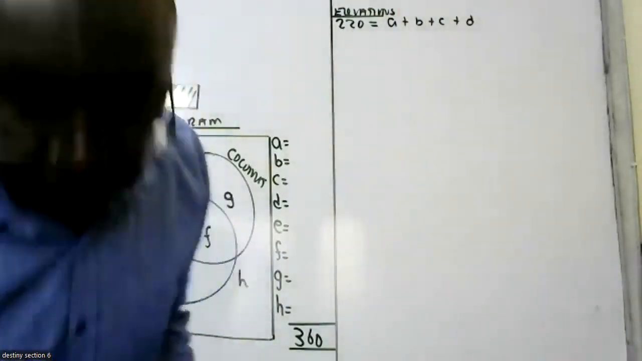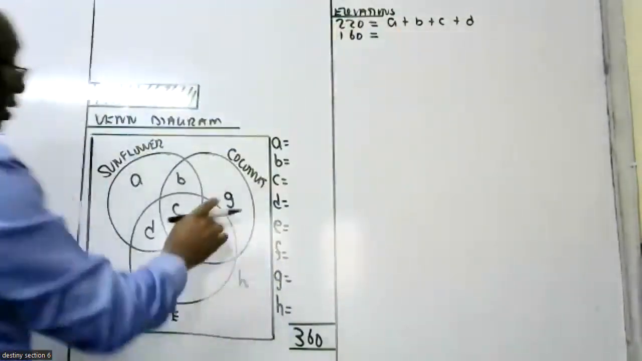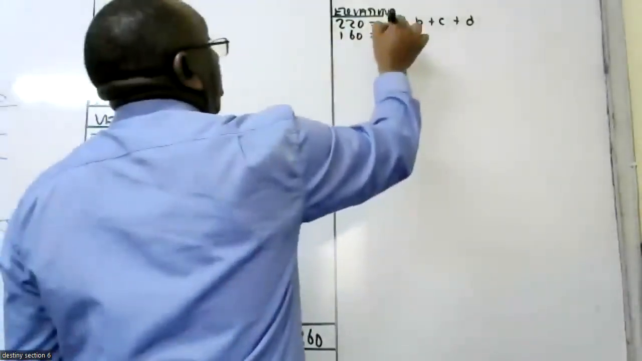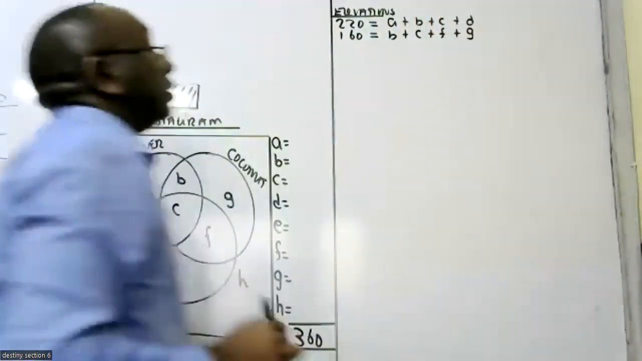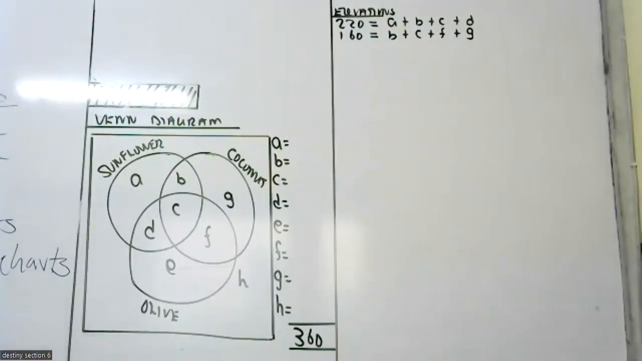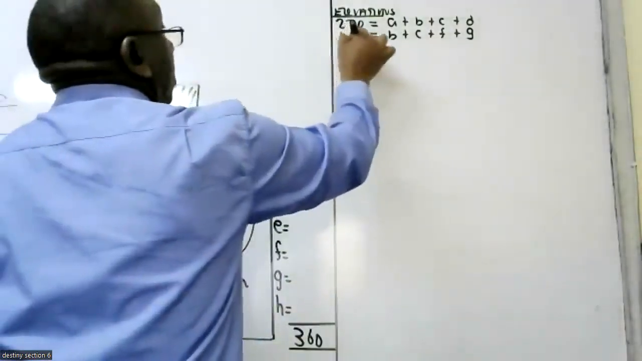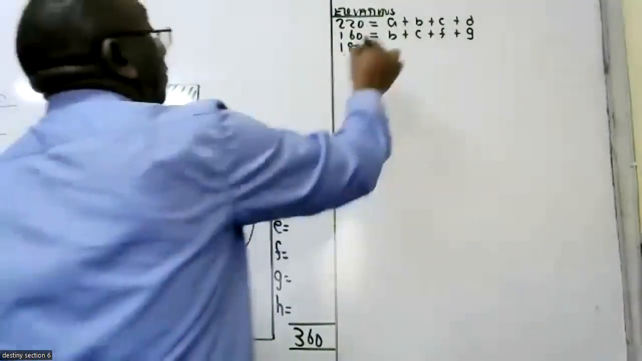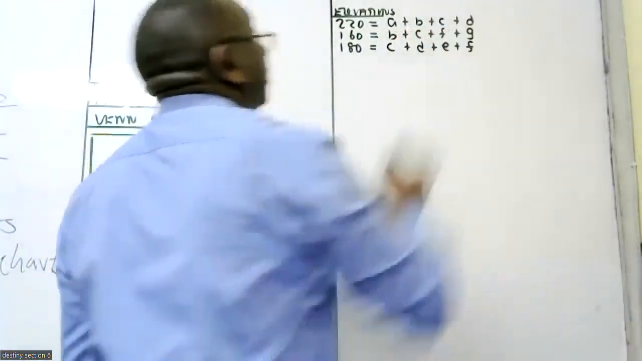Then 160 preferred coconut. This one is B, C, F, G. B plus C plus F plus G. The other one is 1/8 the preferred olive. 1/8 is C, D, E, F. C plus D plus E plus F.